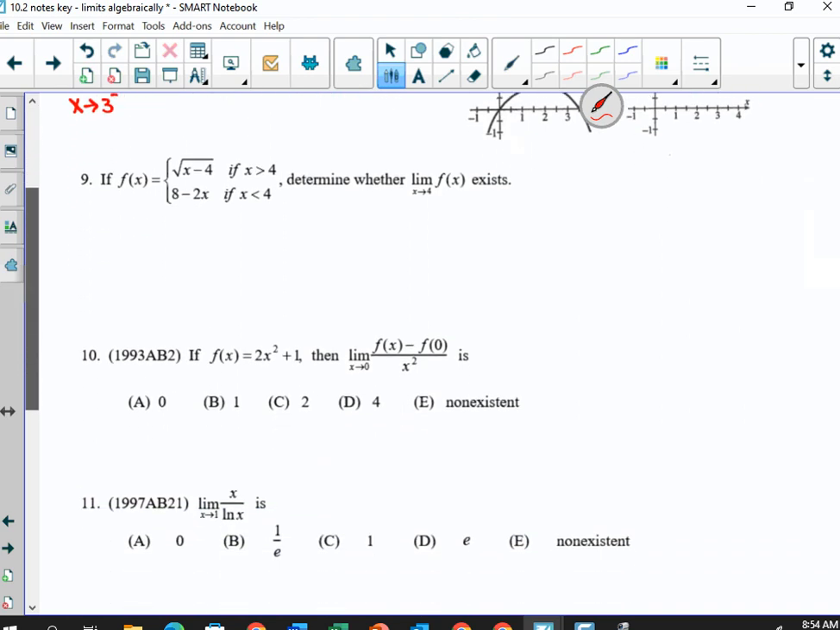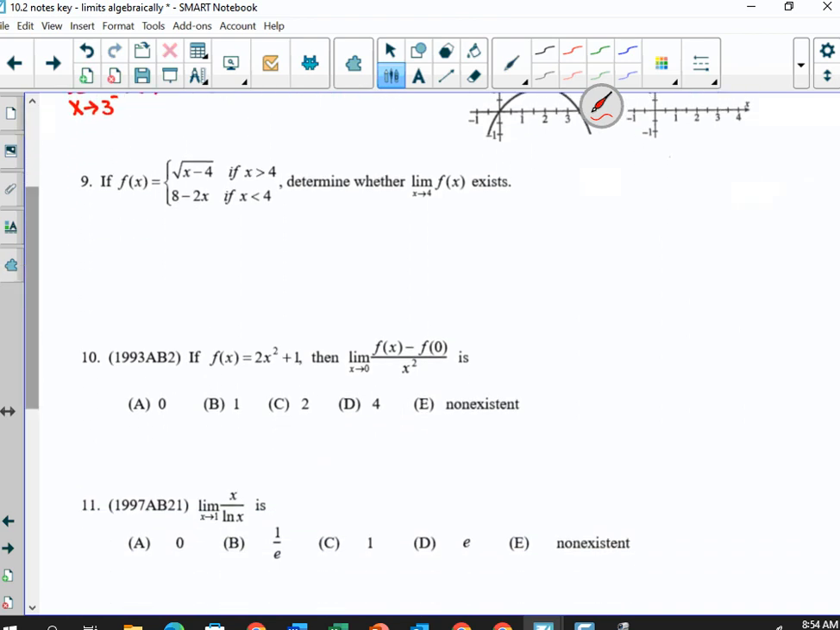All right, number 9 here. We have another piecewise. We've got when x is greater than 4, when x is less than 4. We want to know, does the limit as x approaches 4 exist? So again, we're going to evaluate from the right and from the left. So the limit of f of x as x approaches 4 from the right. What would I be plugging into there? Which piece? The top one.